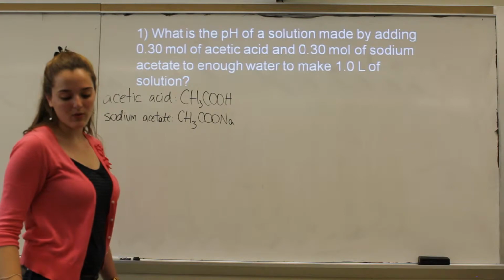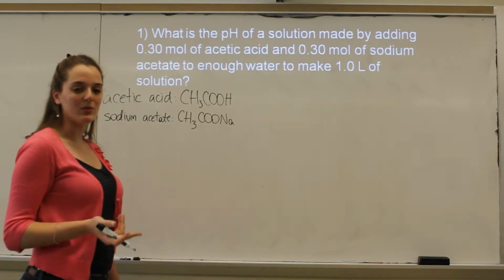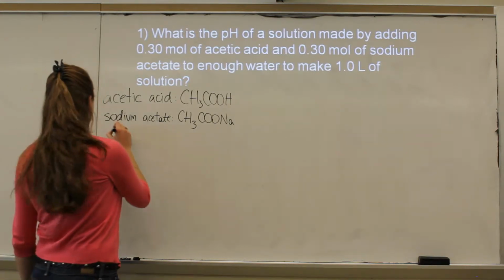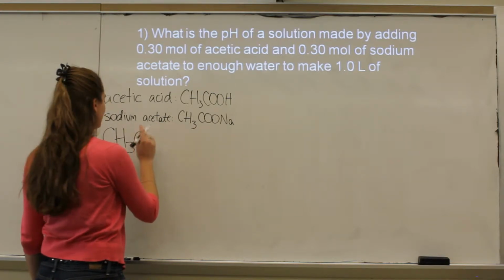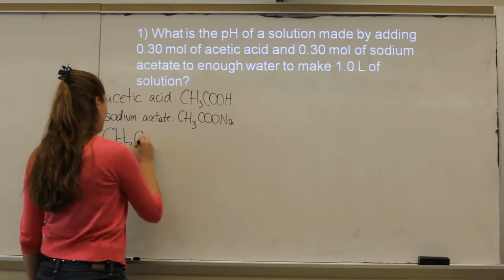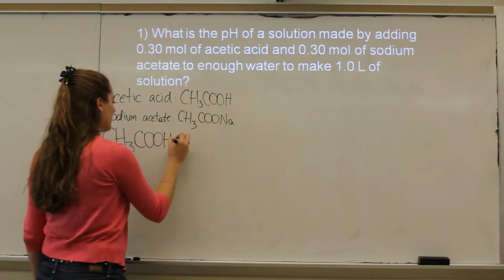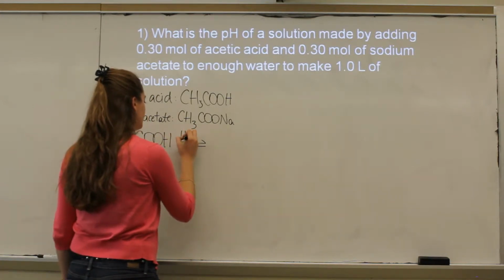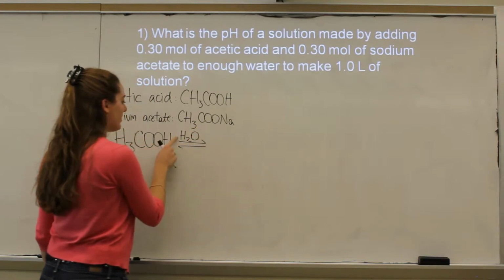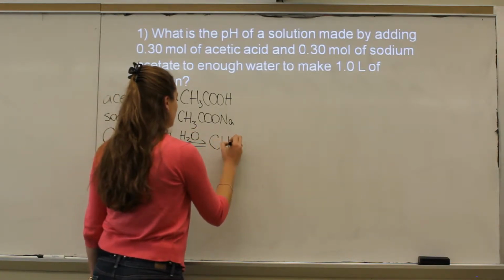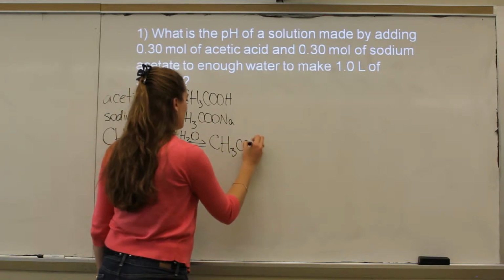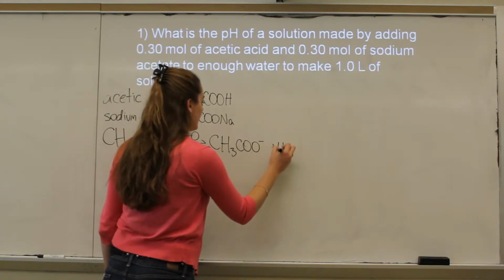and so the next step is to write out the reaction of what's going to happen. As we know, the acetic acid will be dissolved in water. That's why the water goes over right there, and then it will be producing CH3COO- plus a hydronium ion.